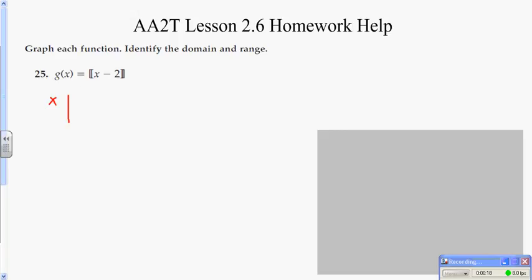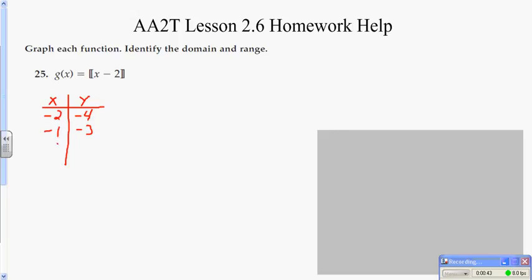graphing. And the best way to handle these is to, like always, do an XY chart. If you plug in -2, -2 minus 2 is a -4. The floor function does nothing with that. And again, this is not an absolute value symbol. It is a floor function. If I plug in -1, we get a -3, just like it should be.